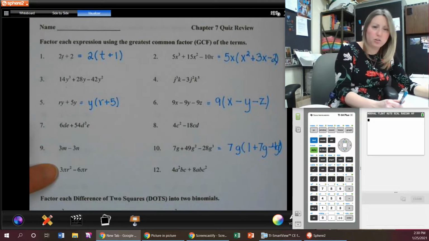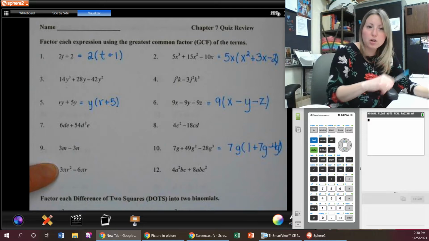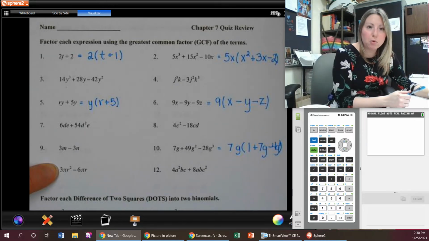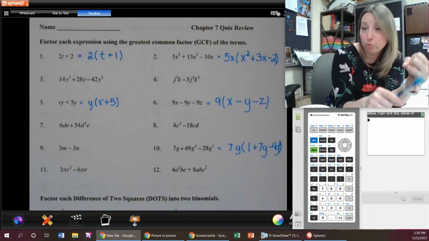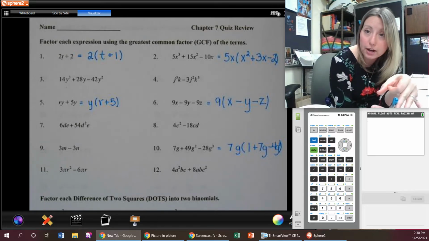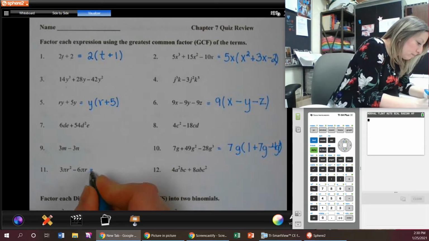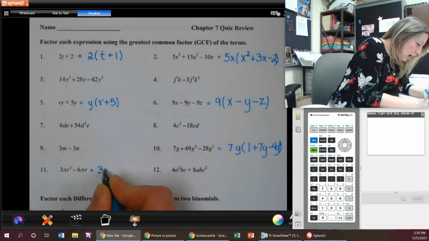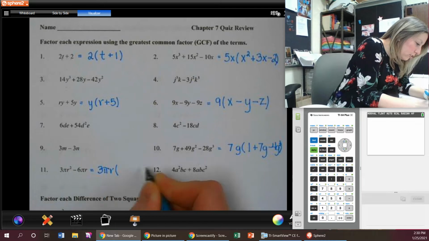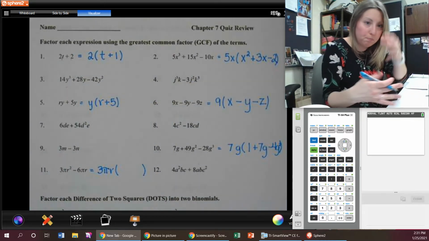Number 11 is great because pi is a constant and it is in both terms. So what are both terms evenly divisible by? There's a 3 factor in both, there's a pi factor in both, and there's an r factor in both. So let's pull it all out, right? 3 pi r is our GCF. Then leave enough room for a binomial as a leftover.